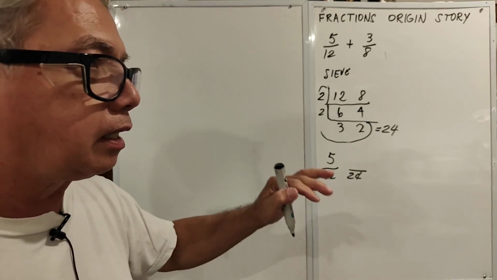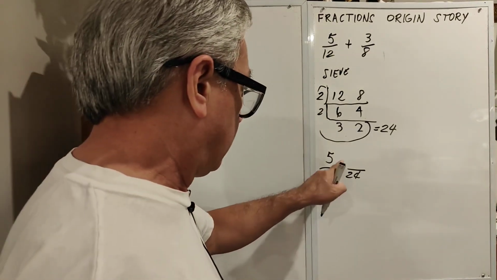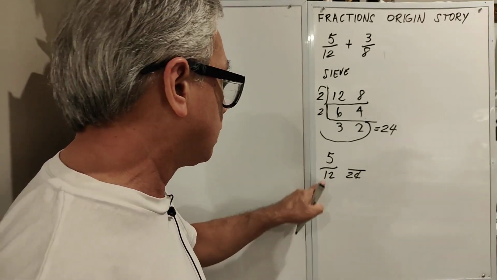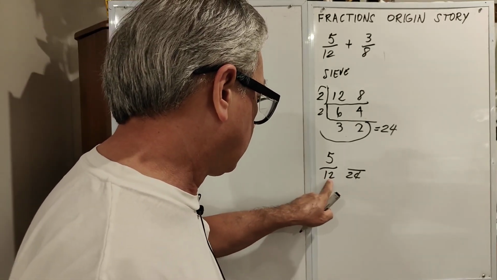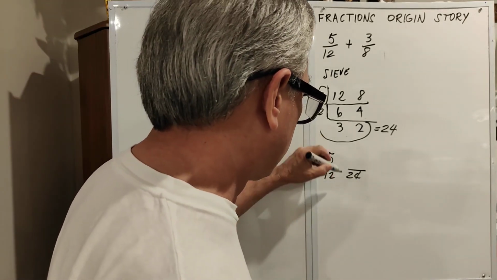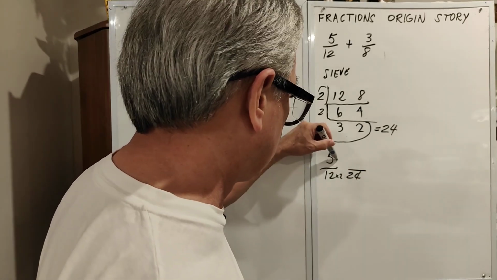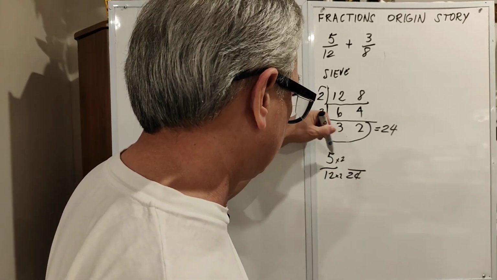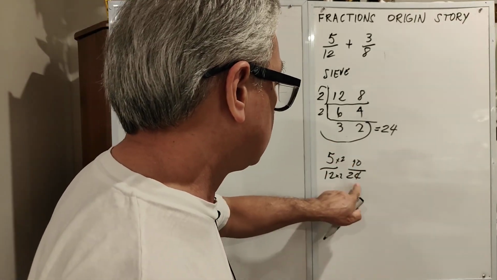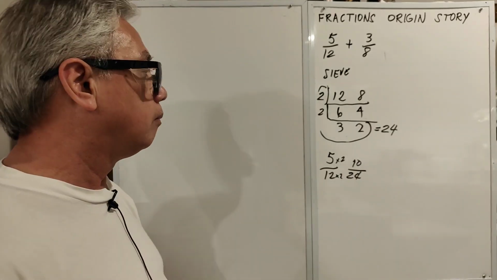With the definition of equivalent fractions, you have to multiply both numbers by the same number. So 12 to become 24, you multiplied it by 2. So you have to multiply this also by 2. 5 times 2 is 10. So now this 10 over 24 is equivalent to 5 over 12.